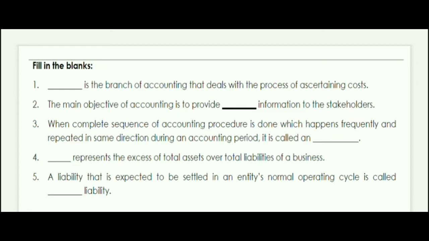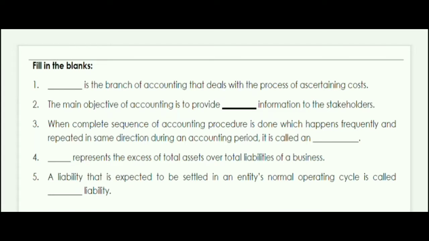Now next question is, when a complete sequence of accounting procedure is done, which happens frequently and is repeated in the same direction during an accounting period, it is called what? I repeat once again, question number 3. When a complete sequence of accounting procedure is done, which happens frequently and is repeated in the same direction during an accounting period, it is called what? So guys, as you know, it is repeated, it's a periodic thing, so the answer will be accounting cycle.